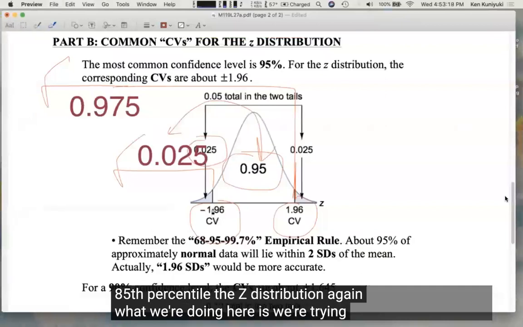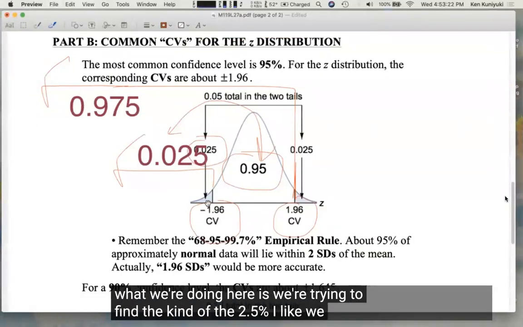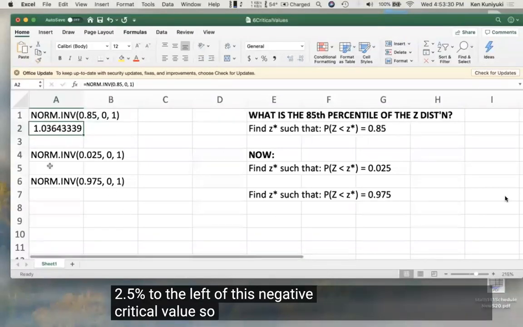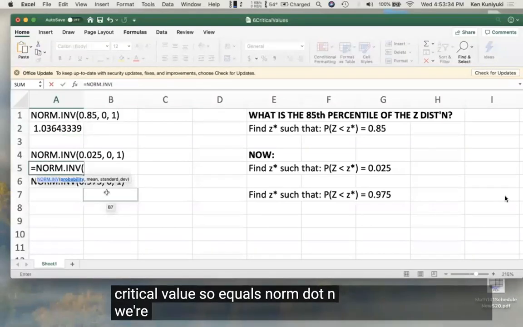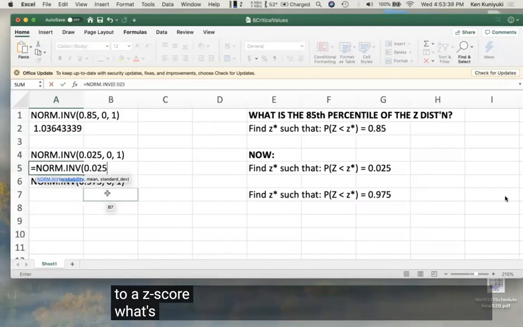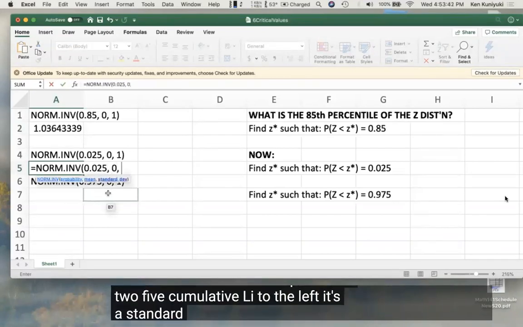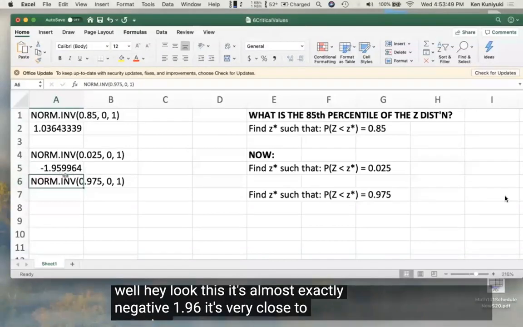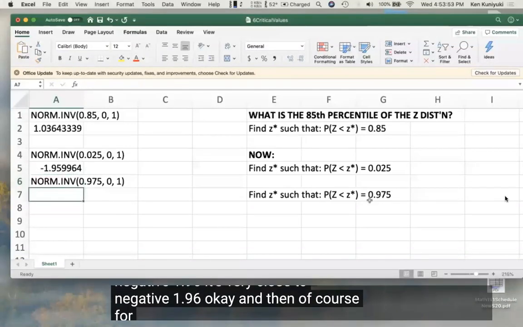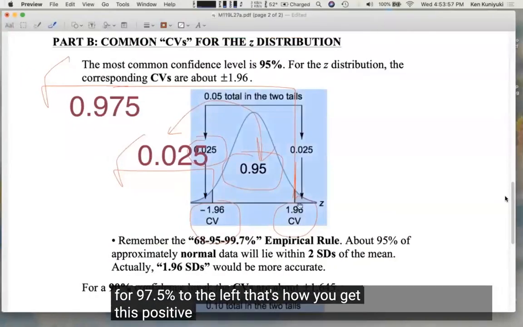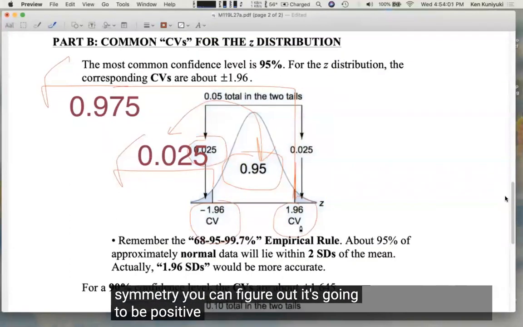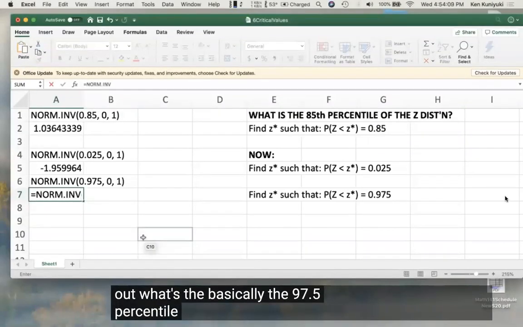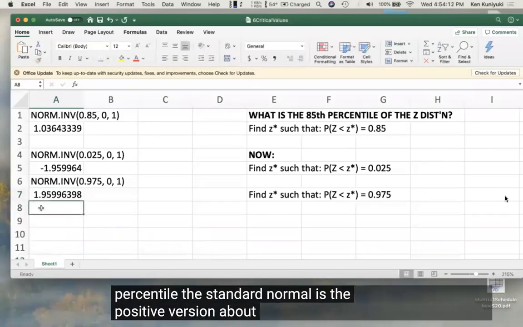Again, what we're doing here is we're trying to find the 2.5 percentile. We want 2.5% to the left of this negative critical value. So equals NORM.INV. We're going backwards from a probability to a z-score. What's the z-score that has 0.025 cumulatively to the left? It's a standard normal, mean 0, standard deviation 1. Well, hey, look at this. It's very close to negative 1.96. And then, of course, for 97.5% to the left, that's how you get the positive z-score. You can use symmetry to figure out it's going to be positive 1.96, basically the 97.5 percentile of the standard normal.